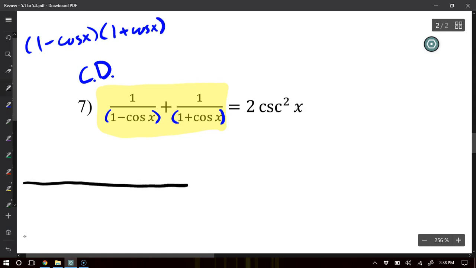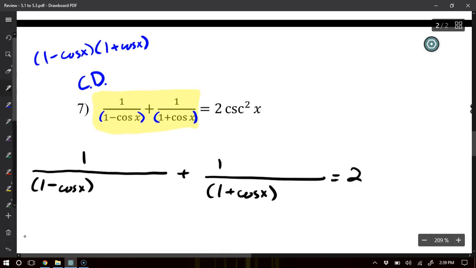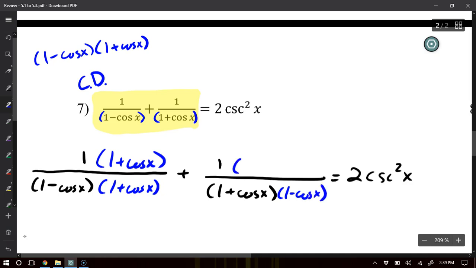If I have the first one, and I have 1 minus cosine of x, the next fraction is a 1 on top and a 1 plus cosine of x. And I'm going to write the right-hand side 2 cosecant squared of x. All right. The first fraction is missing a 1 plus cosine of x on the bottom, so I'm going to put it on the bottom, and I'm going to put it on the top. The second is missing a 1 minus cosine of x. I'm going to put it on the bottom, and I'm going to put it on the top.